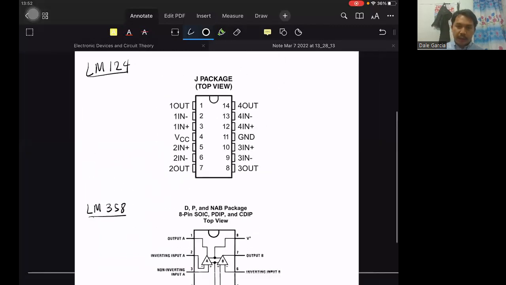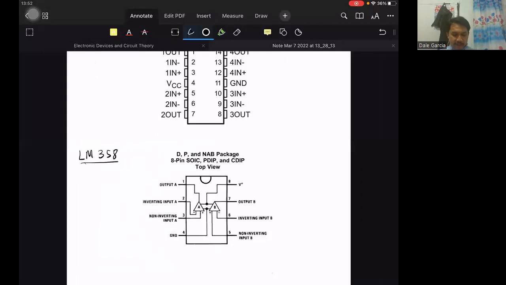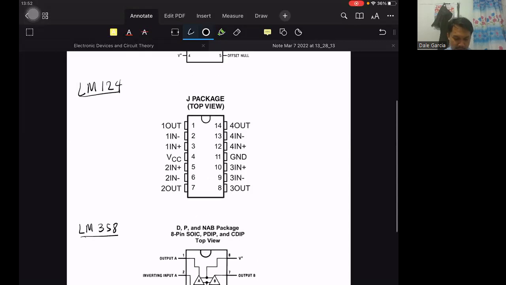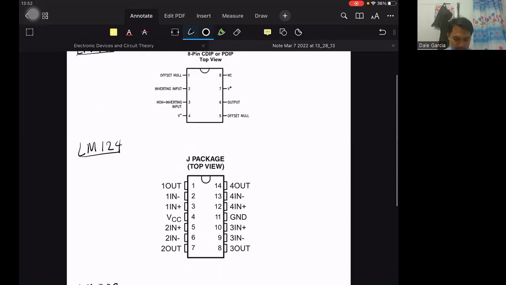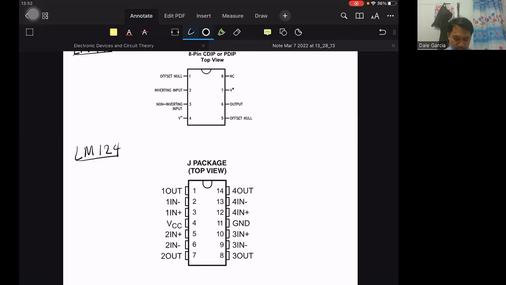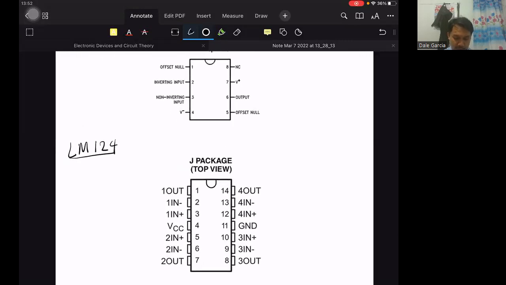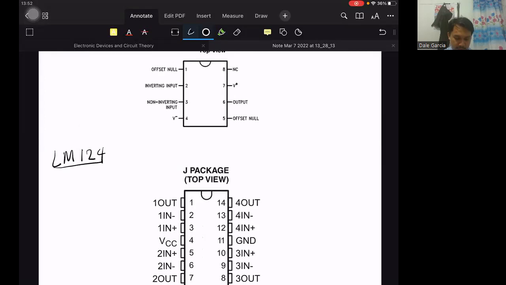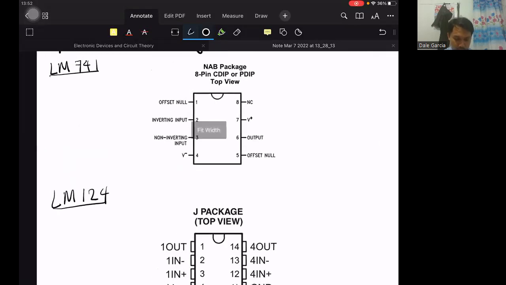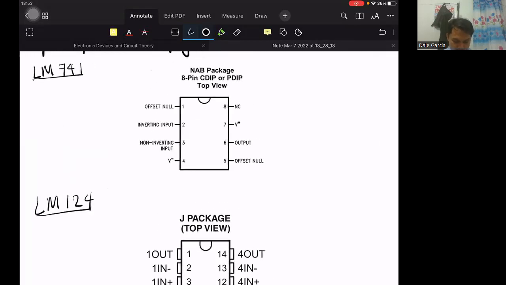So here, at least for the 358, the position of the op-amp inside is already shown, so we can ignore the slot and just stick to the pins. Even for the 741 and 124, that is enough. But if you want a visual image of where the op-amp is inside, for the 741, it looks like this.